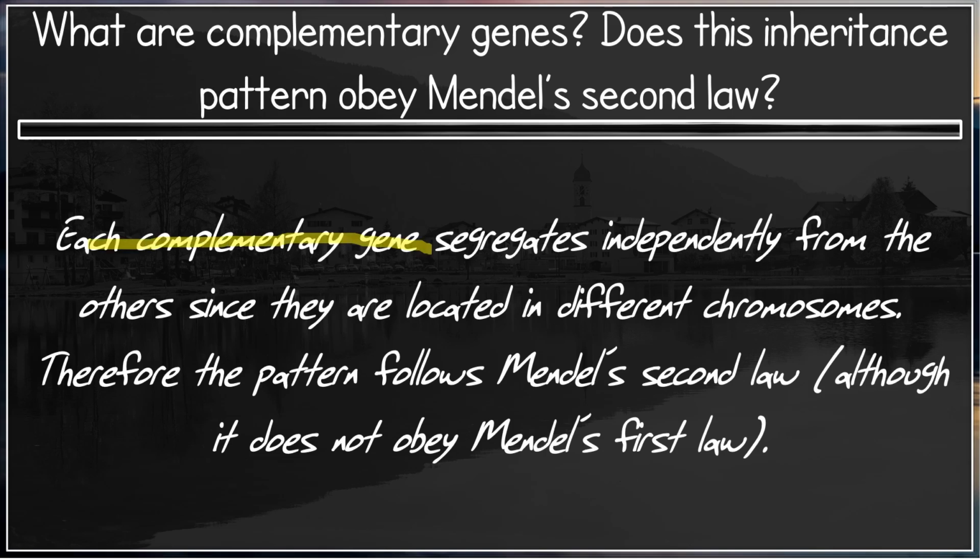Each complementary gene segregates independently from others, since they are located on different chromosomes. Therefore, the pattern follows Mendel's second law, although it does not obey Mendel's first law.